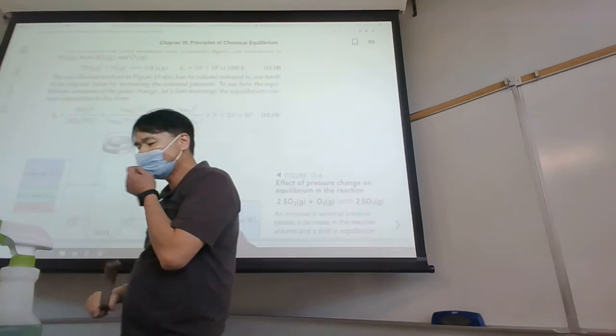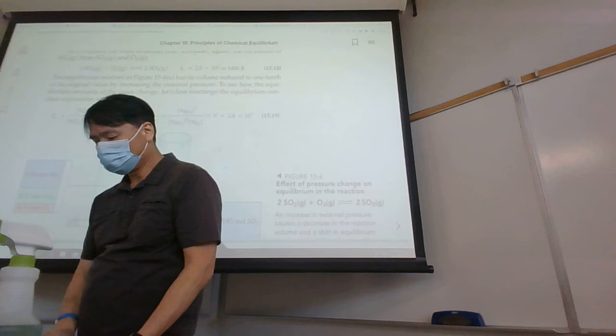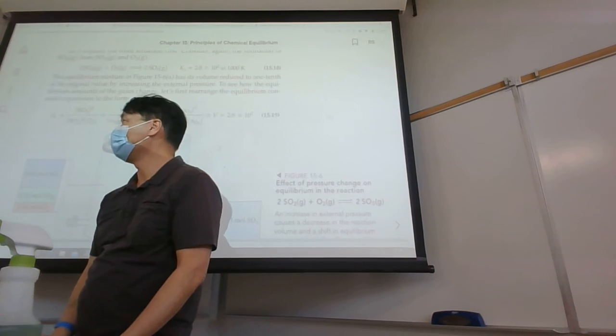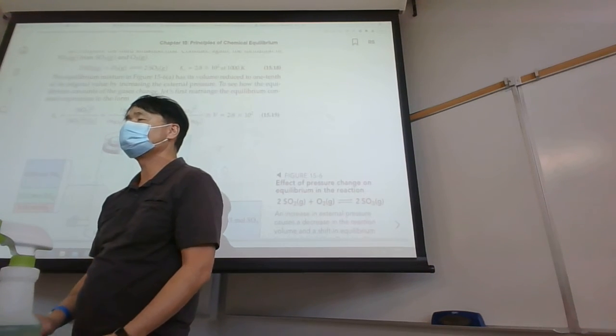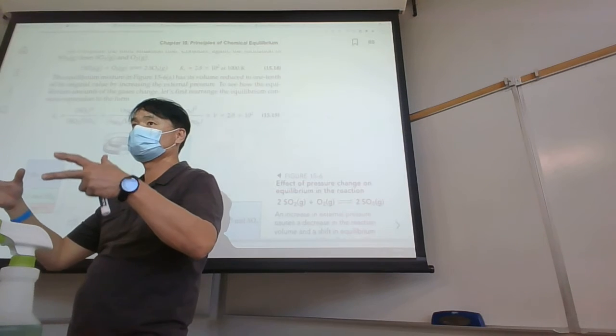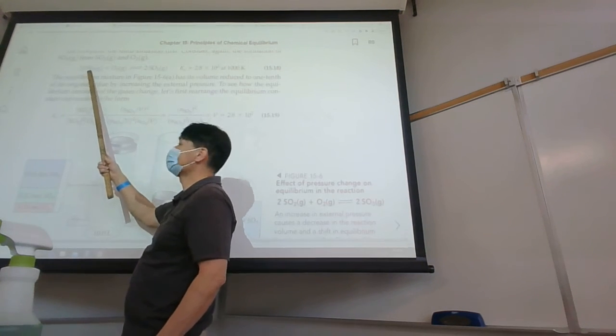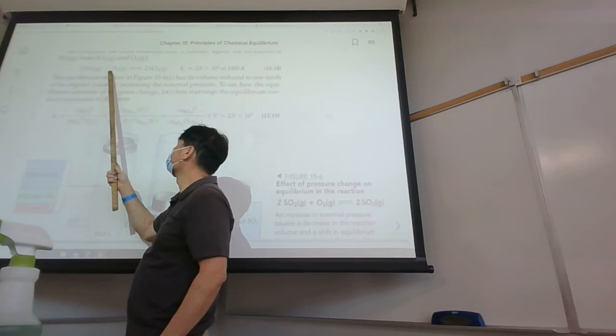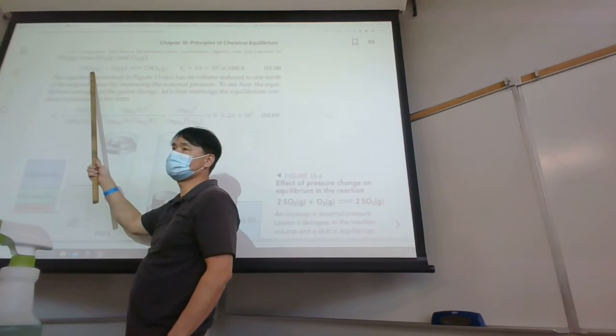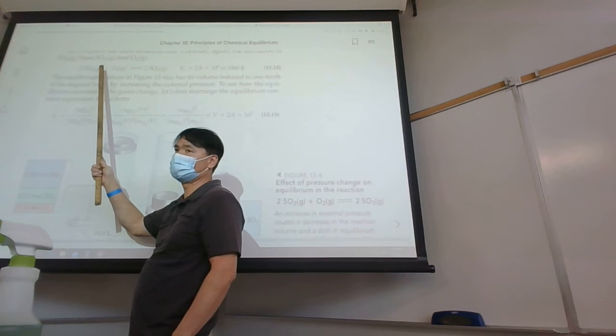Now, a mole of gas at room temperature and 1 atmosphere has a volume of about 24.5 liters. And so that's about 25 liters. So if I have 2 moles of gas, that's about 50 liters, plus 1 mole of gas, another 25. So this is 75 liters that the reactants occupy.